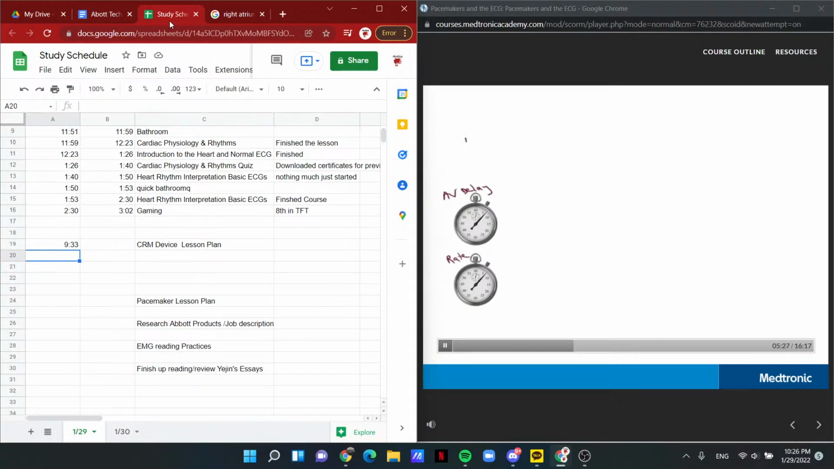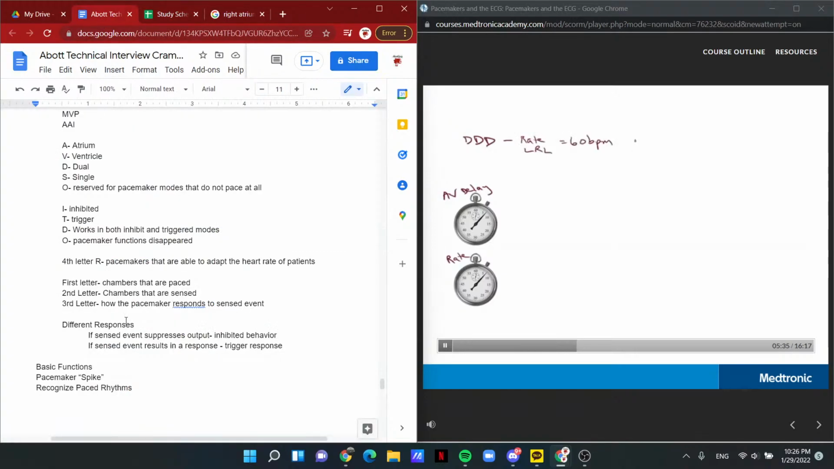We'll take a simple example. Let's say we have a DDD pacemaker. We can program the rate, otherwise known as the lower rate limit, for 60 beats per minute, and the AV delay for 200 milliseconds. Ideally, that'll result in an atrial spike and a paced P wave, followed by a ventricular spike 200 milliseconds later, followed by a paced QRS complex. And then with the next atrial spike, we'll create a heart rate of 60 beats per minute, or exactly 1 second in between beats.